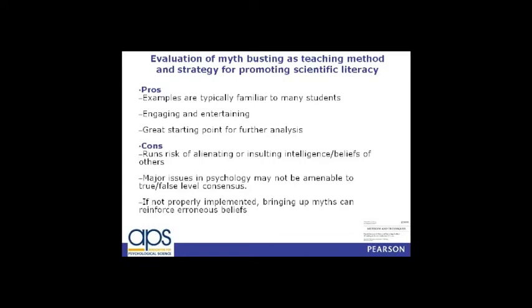Some of the cons to using this myth-busting approach. For one, you can run the risk, if not done carefully, of alienating or insulting the beliefs and intelligence of others. And some major issues in psychology may not be completely amenable to a true-false consensus. The midlife crisis one, or the opposites attract idea. We can say that on average, people are more likely to gravitate towards somebody who's like them, but there are exceptions to that. There are people who find people who are unusual or exotic relative to them to be attractive, and so there are exceptions to it, not like the exceptions you see to gravity, for example.